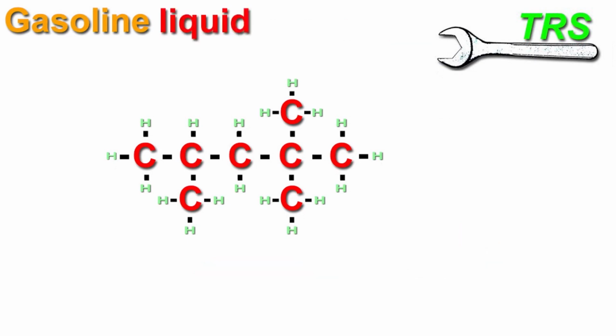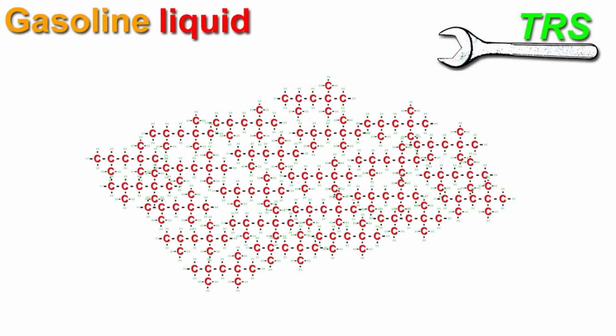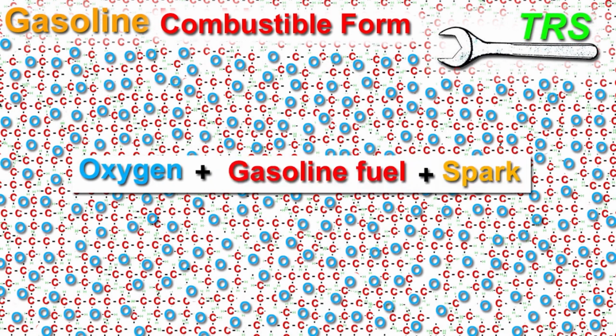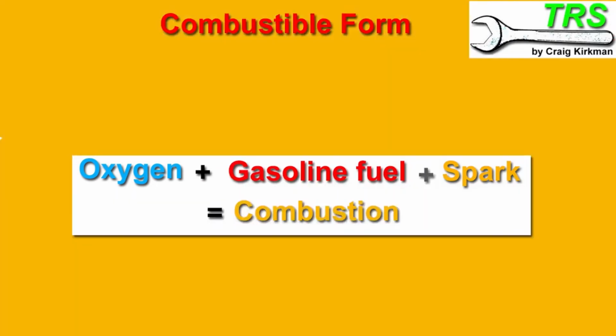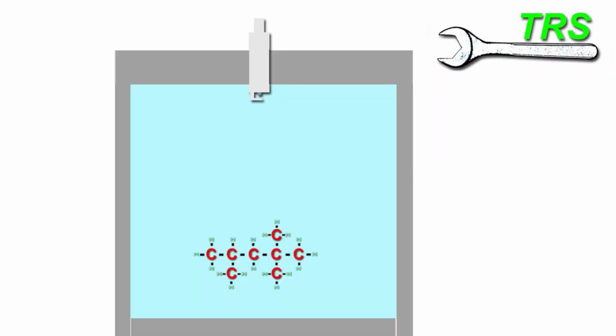But liquid gasoline in the fuel tank doesn't exist as just one molecule, of course. There's literally billions and billions of them all together, making up the liquid itself. So in essence, it's oxygen plus gasoline fuel plus a spark, which creates combustion, all in the presence of a significant amount of compression in the internal combustion engine. By looking very closely at a molecule of gasoline, we'll see how it goes through the combustion process.